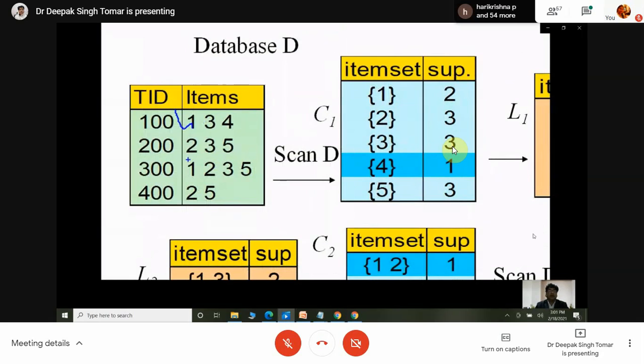So we find out 1 is occurring 2 times. 2 is occurring 3 times. 3 is occurring 3 times. 4 is occurring only once and 5 is occurring 2 times. Can we perform the pruning operation? What is the pruning operation?